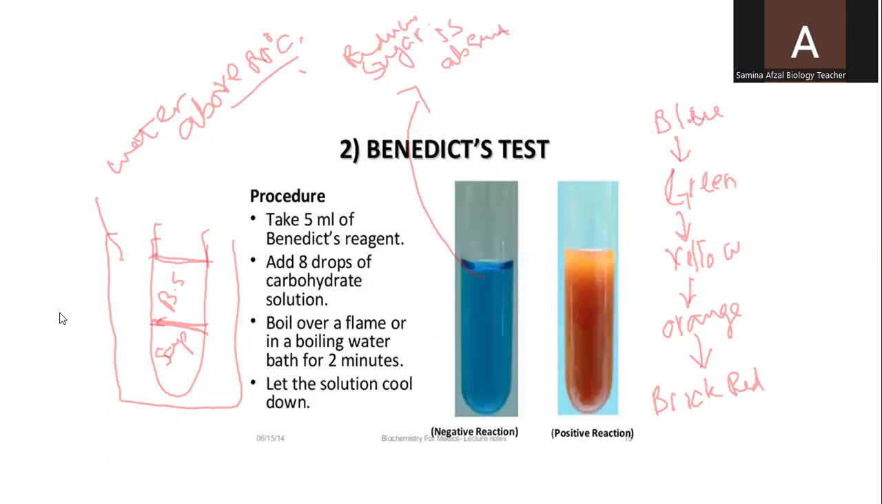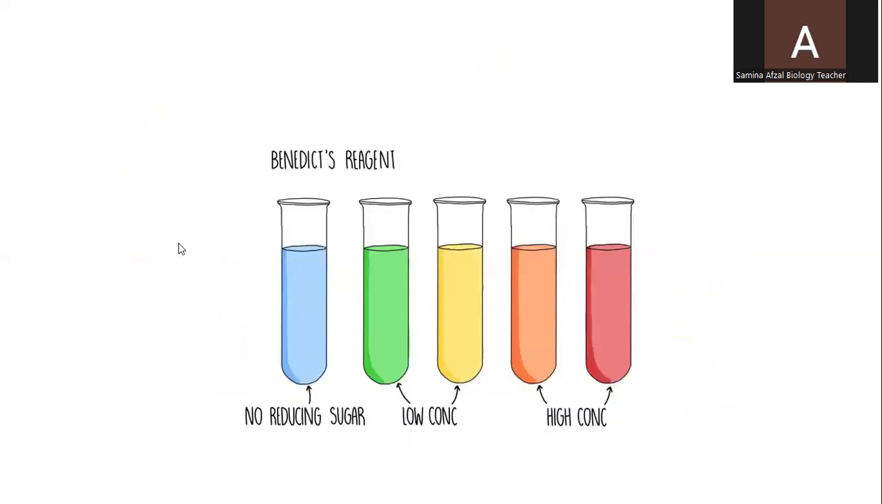And here I am going to show what the different colors in the Benedict test mean. If it remains blue, no reducing sugar. If it is green or yellow, a small quantity or low concentration of reducing sugar is present. In the case of orange and red, a high concentration of reducing sugar is present. Red shows the highest concentration, and it is a confirmatory test for the presence of reducing sugar.